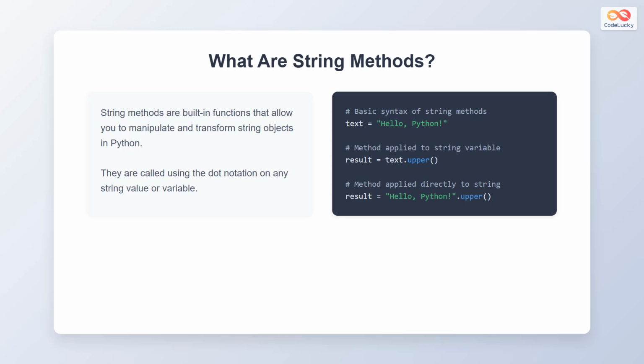String methods are built-in functions that allow you to manipulate and transform string objects in Python. They are called using the dot notation on any string value or variable. For example, if you have a string variable named text, you can use a string method like upper by writing text.upper(). You can also apply the method directly to a string, like this: "hello Python".upper(). Let's look at some examples.